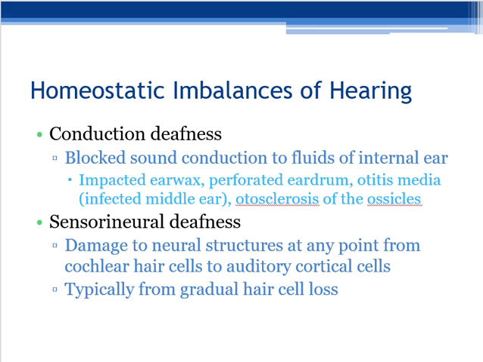There's also sensorineural deafness, where we might be able to get sound waves to the internal ear, but there's some type of damage to neural structures at any point from the cochlear hair cells to the auditory cortical cells. Usually it's going to be gradual stereocilia or hair cell loss that causes sensorineural deafness, so it's usually a progressive type of deafness.